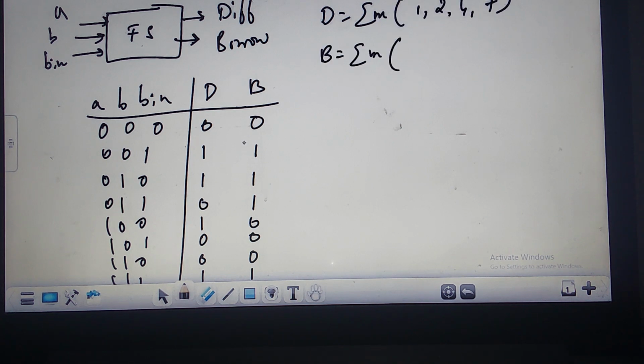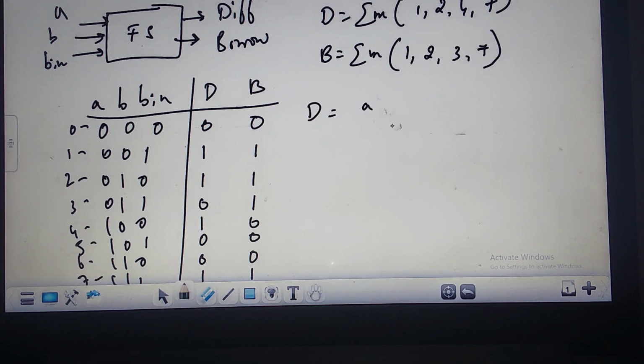For borrow, what are the decimal notations? If I convert into decimal notations, the decimal notations are 1 2 3 7. Correct? If I write the canonical equation, simplified equation, this is nothing but what? XOR, A XOR B XOR Bin. Correct? Borrow expression is, what is the borrow expression?